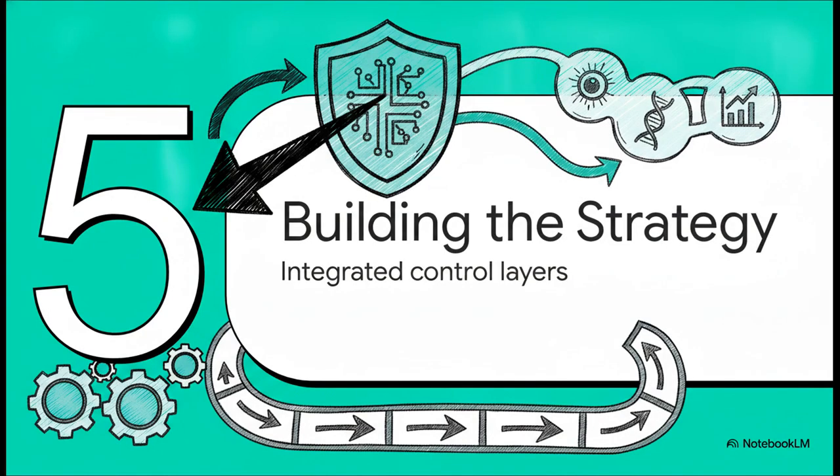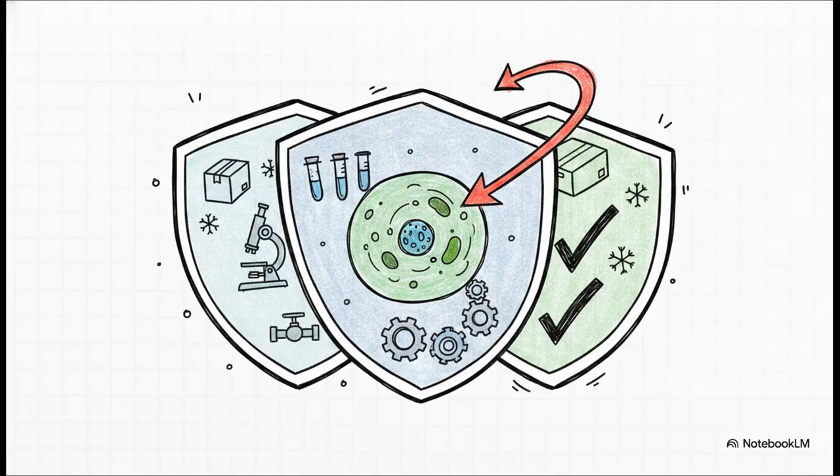Finally, Section 5, building the control strategy. Let's bring it all together. So we synthesize our unit operations, facility flows, and quality attributes into one overarching control strategy. This acts as a fully integrated layered defense system. It starts with material controls, verifying exactly what goes into the process. Then process controls, which includes your IPCs and closed processing systems. Next up, analytical controls for testing and characterization, followed closely by strict release controls to check against all your specifications.